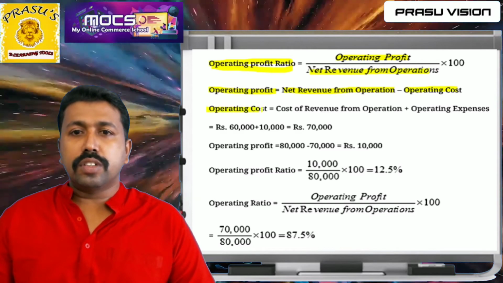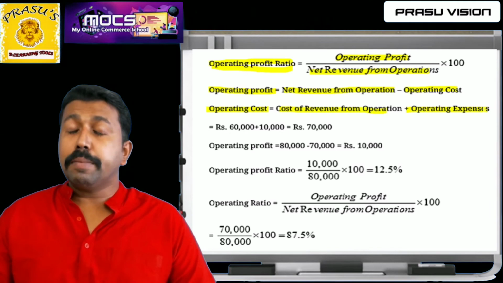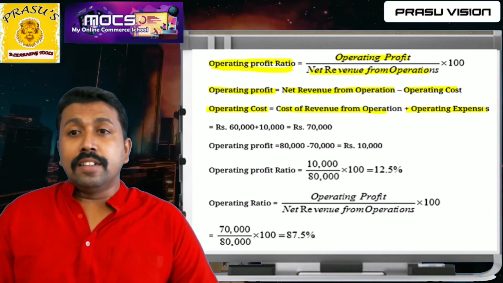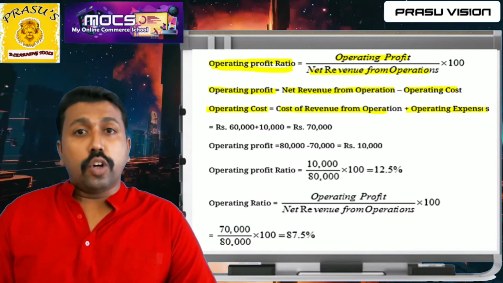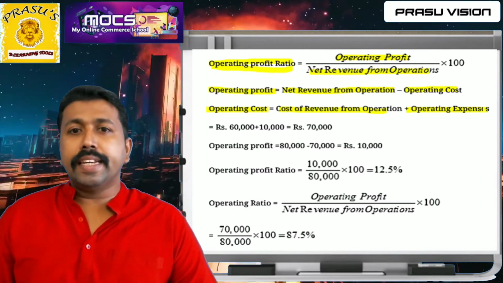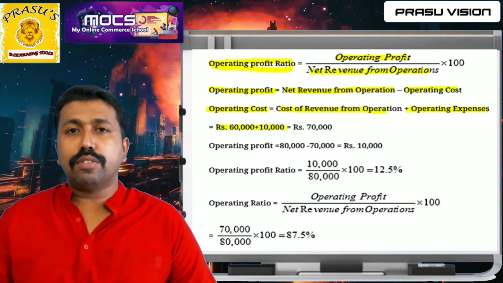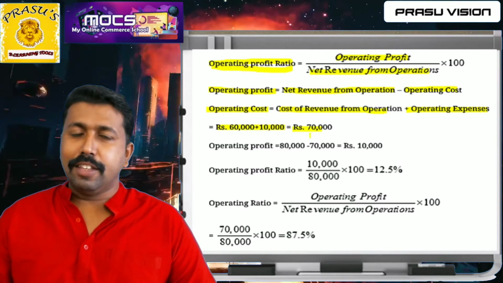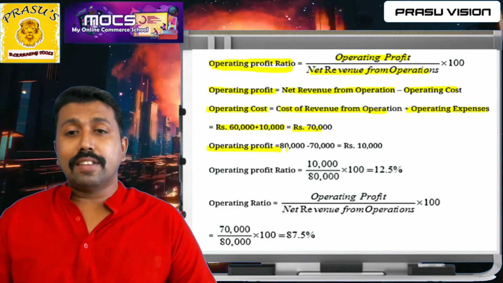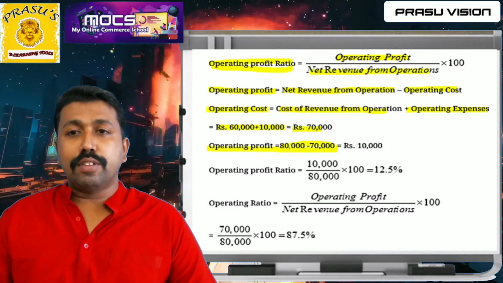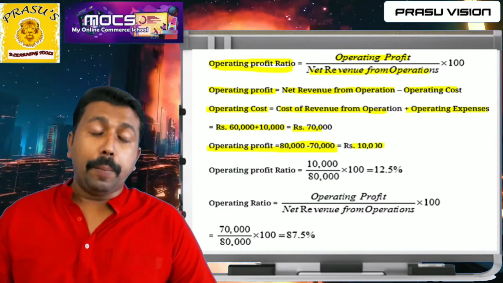Operating cost is equal to cost of revenue from operation plus operating expense. Sometimes in the question the operating cost will not be given, so we have to find it by adding the cost of revenue from operation and the operating expenses. Using that equation, 60,000 plus 10,000, we will get 70,000 as the operating cost. Operating profit is the difference between 80,000 and the operating cost 70,000. We will get 10,000 as the operating profit.